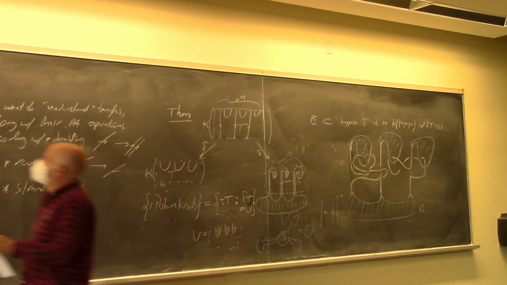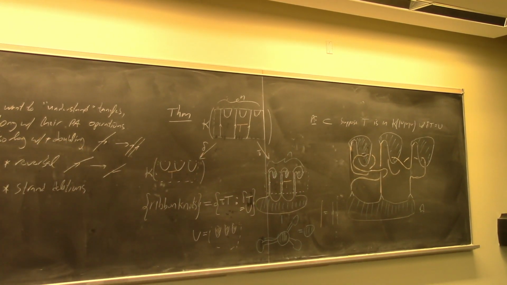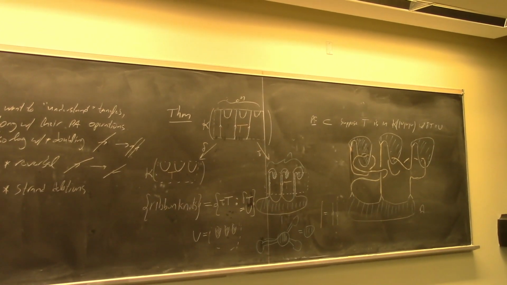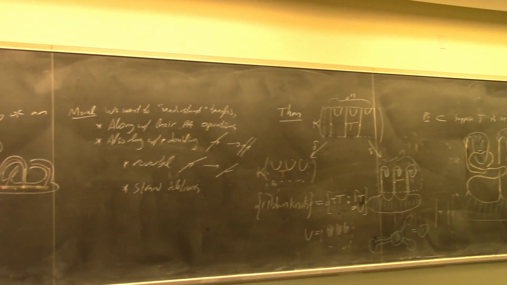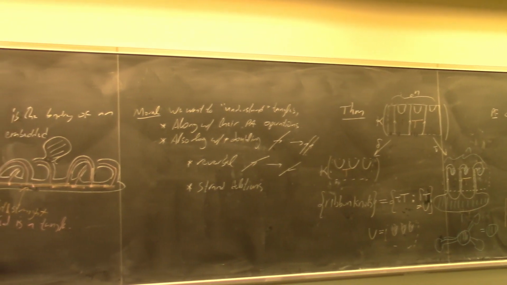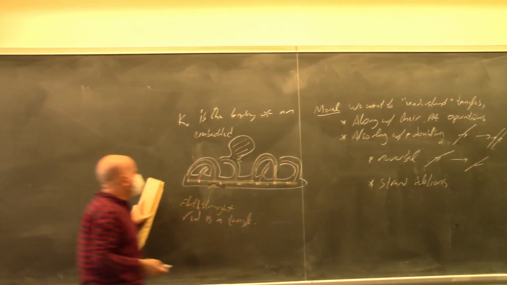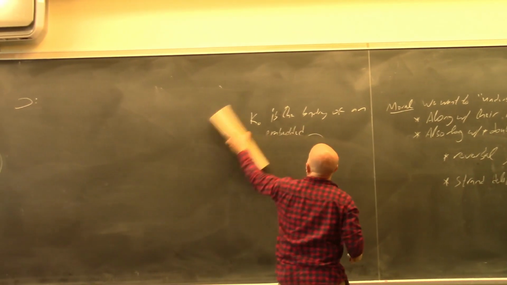So let's look at the other inclusion. The other inclusion, wait, which one did I do? This one. So now I need to do that. So suppose you have a ribbon knot.